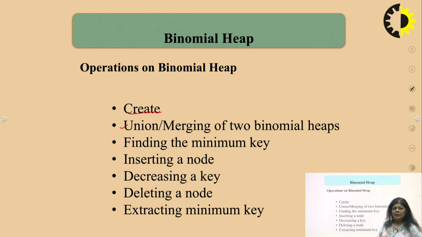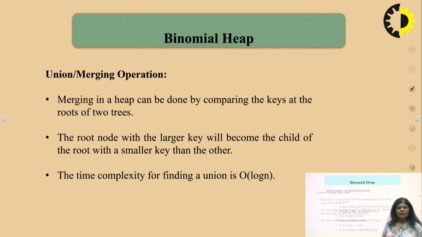So for example, if there is a certain key present in the binomial heap, and I need to decrease its value, how the heap data structure needs to be maintaining that particular operation, that we will be discussing in this case. Then deletion of a node and extracting the minimum key. So how to extract the minimum value from the binomial heap, that is again this extraction operation that we will be discussing later on. So today we are focusing on the union or the merging operation, how to perform that over two heap structures that are given to us.